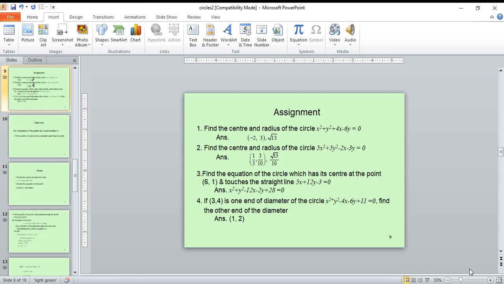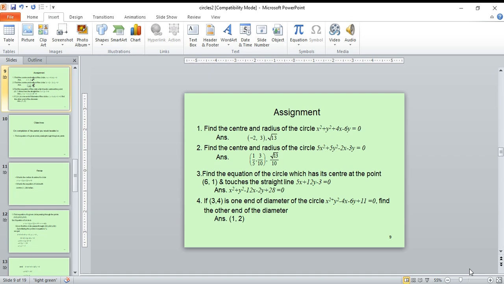And radius r equal to under root of g square plus f square minus c, that equals under root of 2 square plus 3 square minus c. 2 square is 4, 3 square is 9, 4 plus 9 is 13, minus c is minus 0, so the radius is root 13.